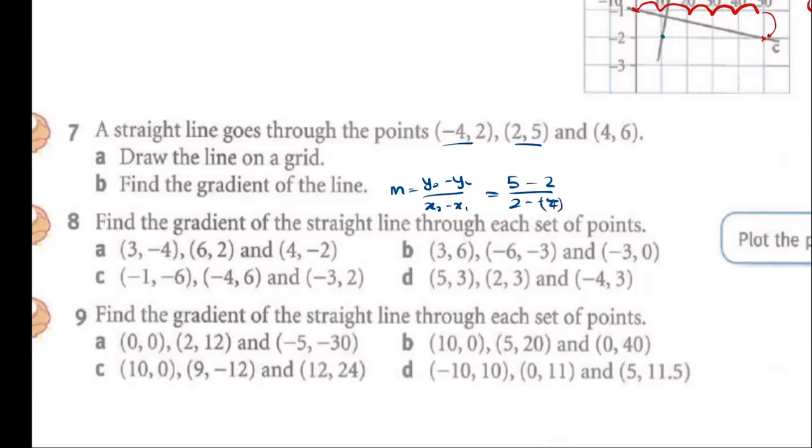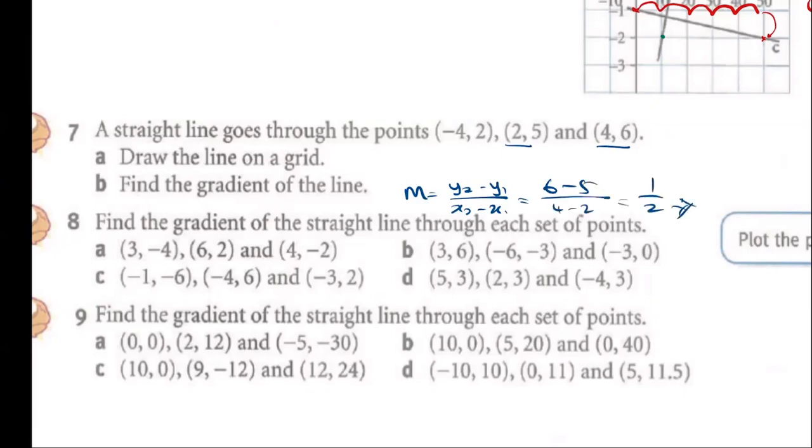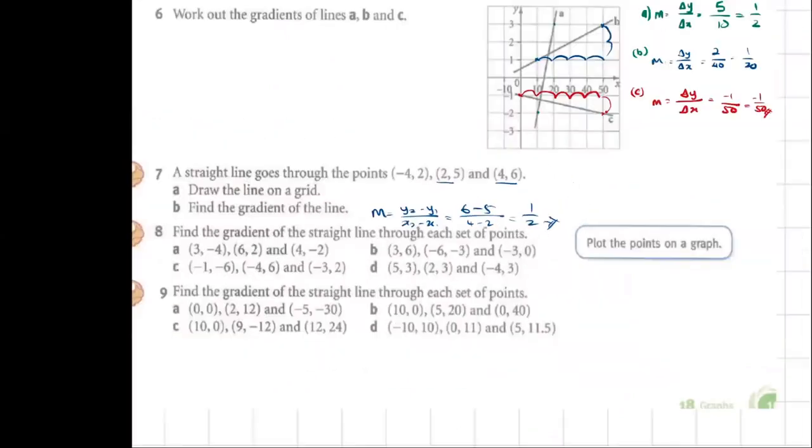If you want to prevent yourself from making mistakes, I would suggest you pick the ones without negatives, so that's easier. 6 minus 5, 4 minus 2, 1 over 2. Done. So you can draw it on the grid.